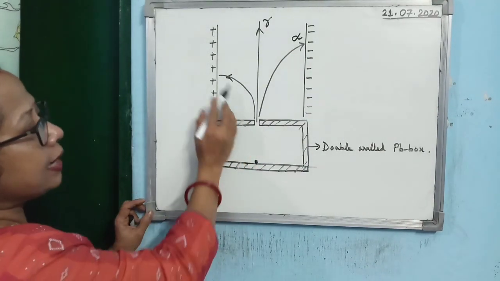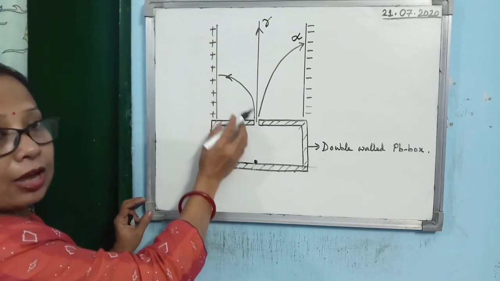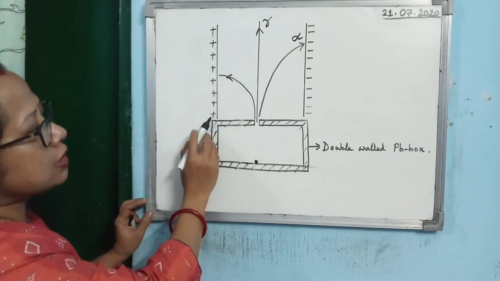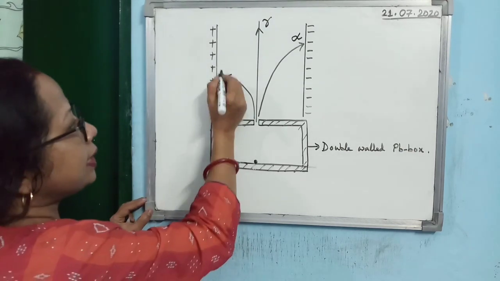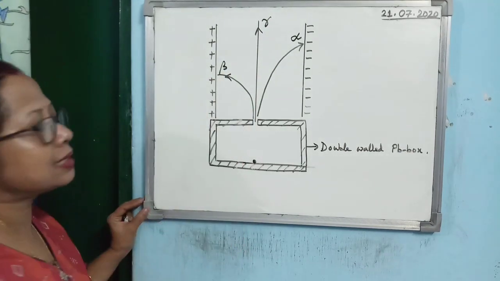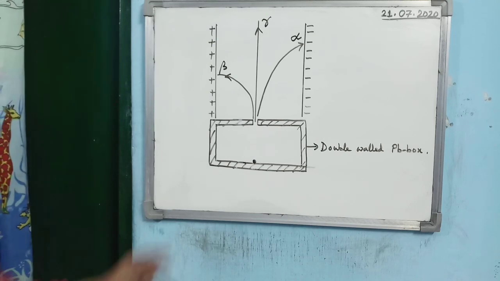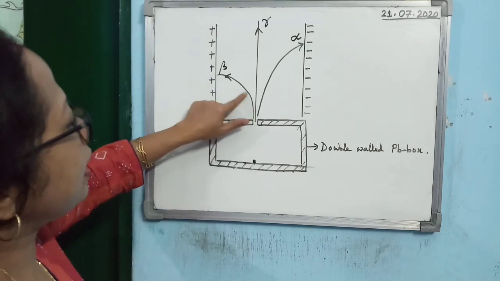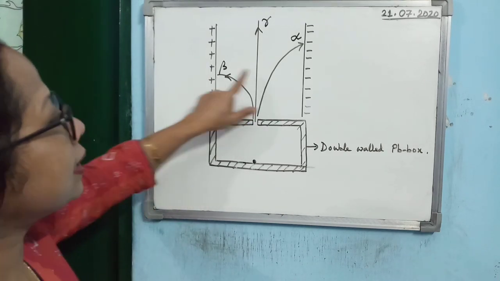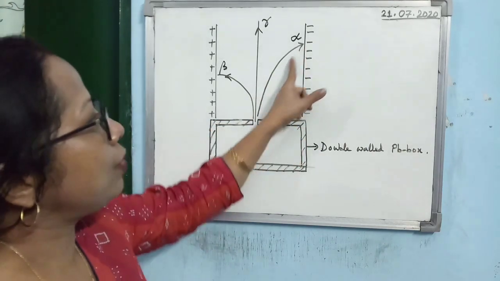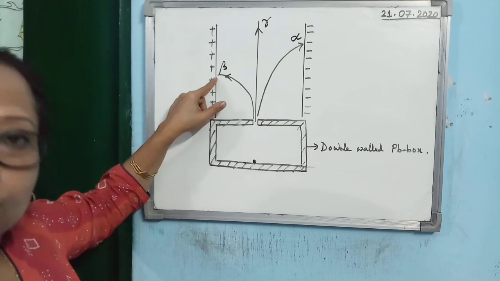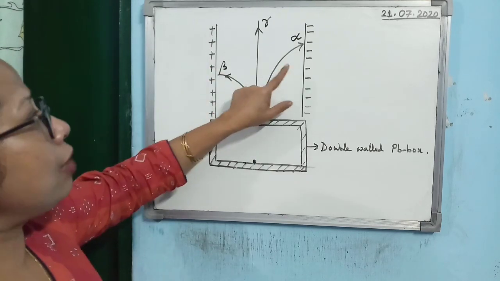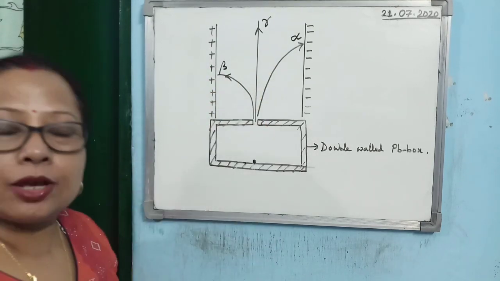Another kind of radiation deflects towards the positively charged plate, so definitely it will be negatively charged radiation. This is known as beta radiation. And observe also, the beta radiation deviates more than alpha. Alpha deviates less, whereas beta deviates more. Okay, so what are the alpha, beta and gamma radiations? I hope it is clear.